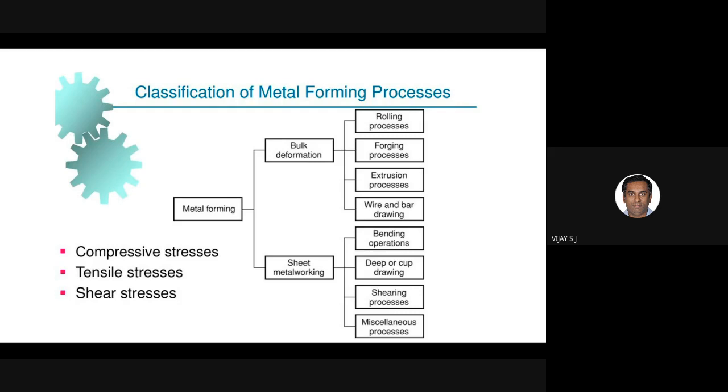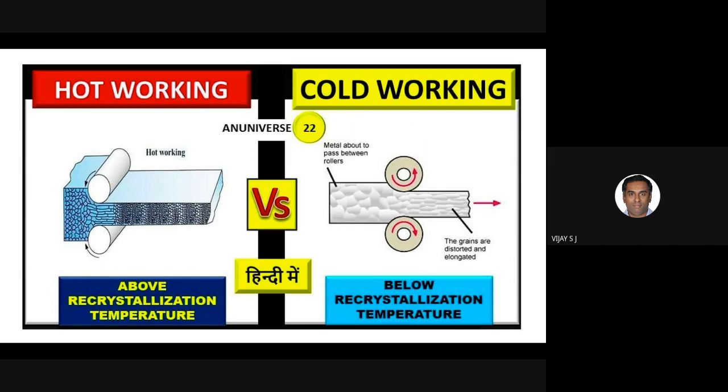If you want to deform a material, there are two energies that are required. One is thermal energy and another one is mechanical energy, that is a force or a pressure. Yesterday we were discussing that. When your temperature is more, the pressure applied is less. When your temperature is less, the pressure applied is more. It is inversely proportional.